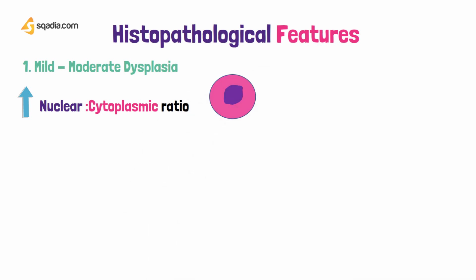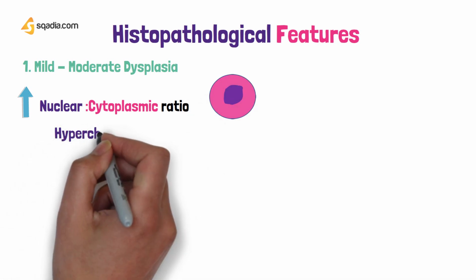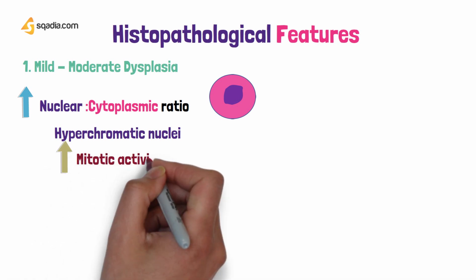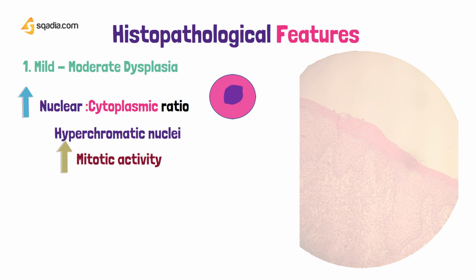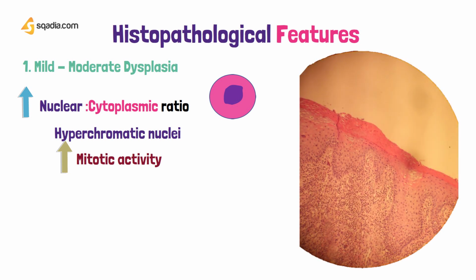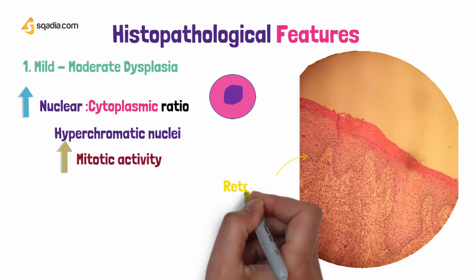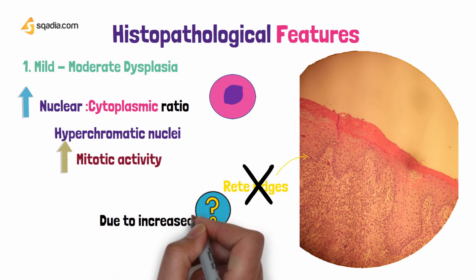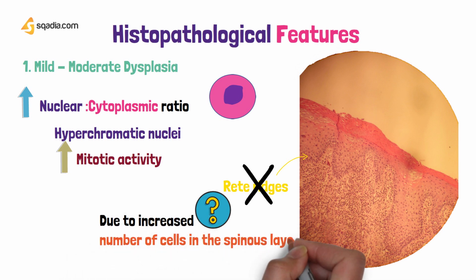There will be hyperchromatic nuclei, meaning darkly stained nuclei, and there will be an increase in the mitotic activity of the cells. This is the normal epithelium, and in this we can appreciate the rete ridges. Now, in case of actinic cheilitis, these rete ridges are going to be lost because there is going to be an increased number of cells in the spinous layer, so that causes flattening out of these rete ridges.